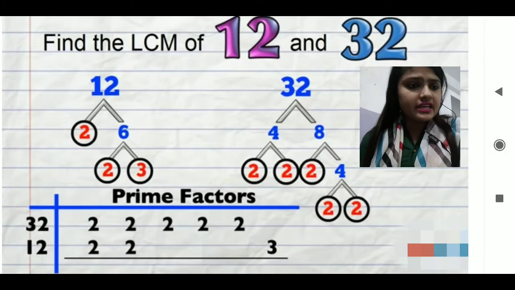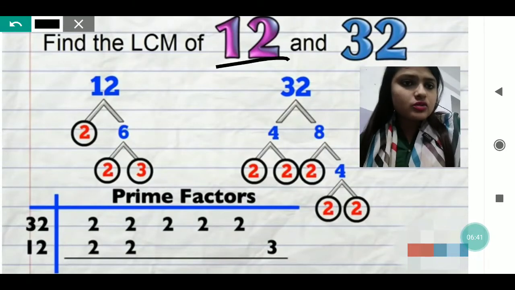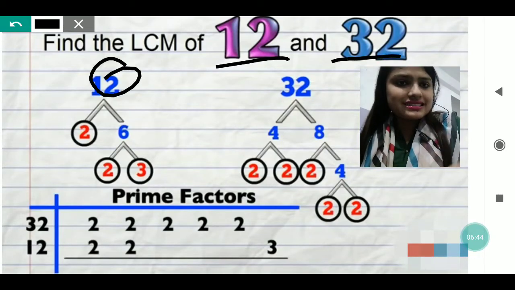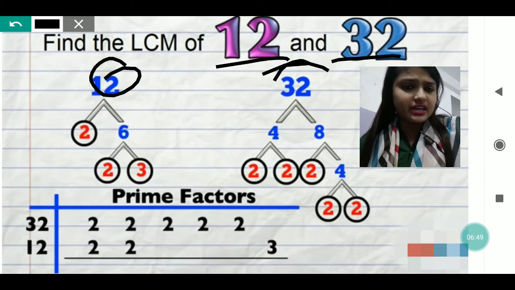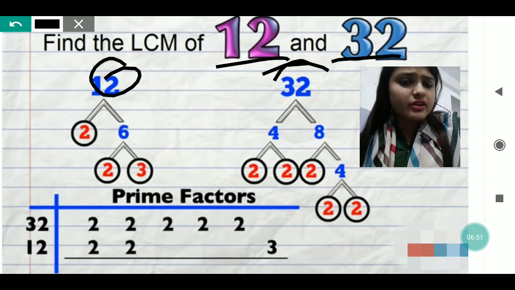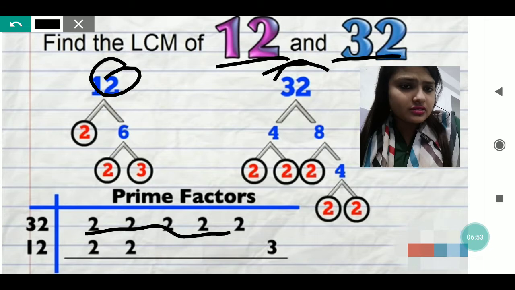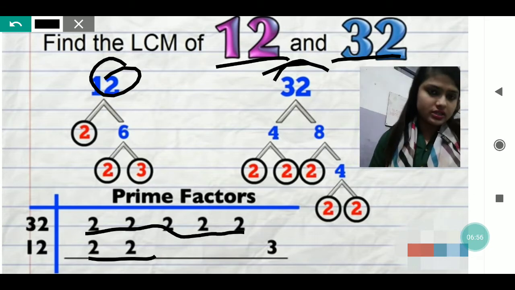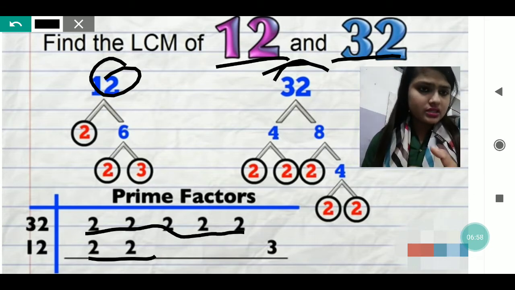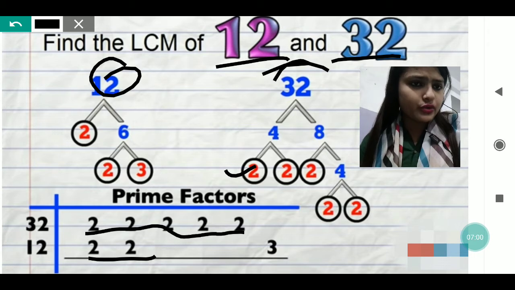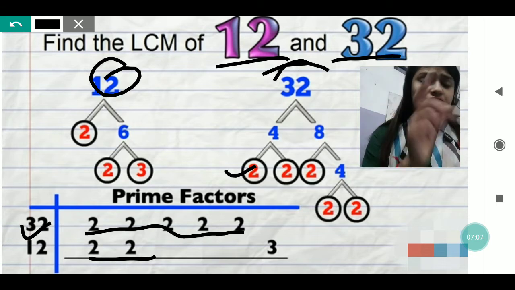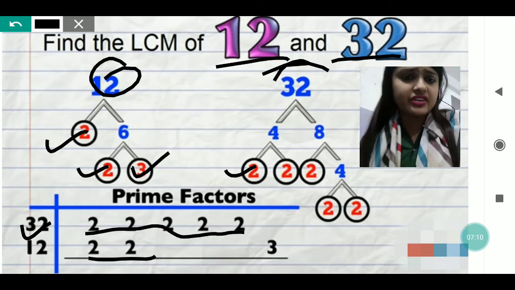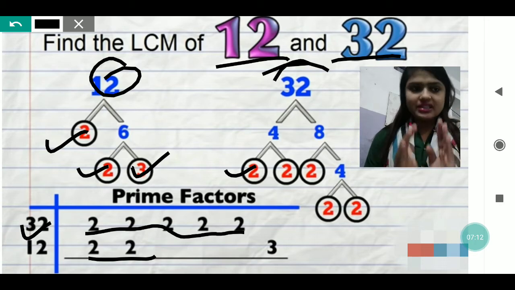Likewise, in this question which I have opened, 12 and 32 is written. I have done this with the factor tree method. After the prime factorization, the factors I have got for 32 are 2, 2, 2, 2 and 2. That is the prime factors of 32. In the same way, the prime factors of 12 are 2, 2 and 3. I have written that also. This is the first step.